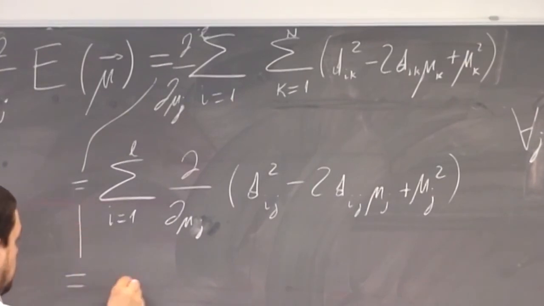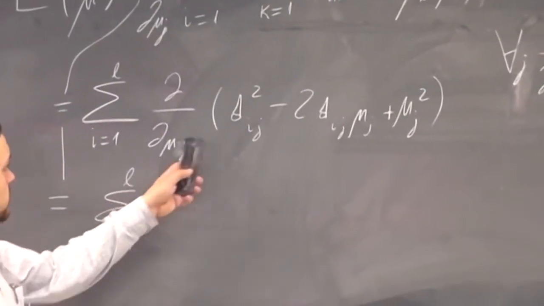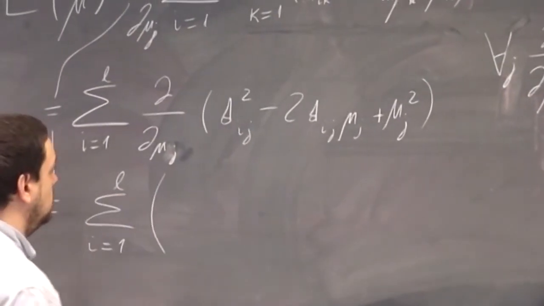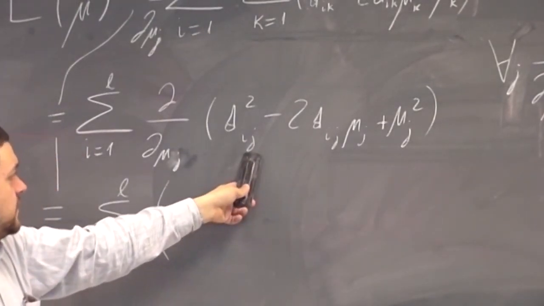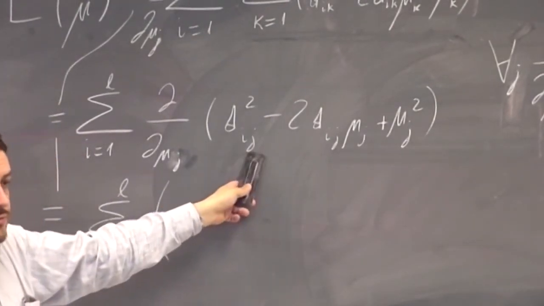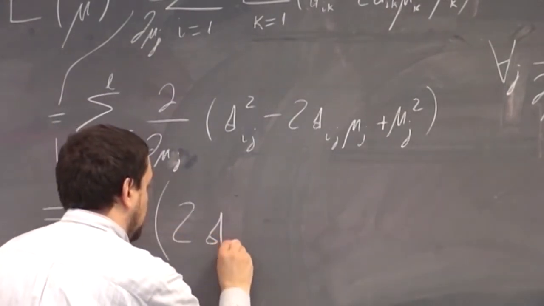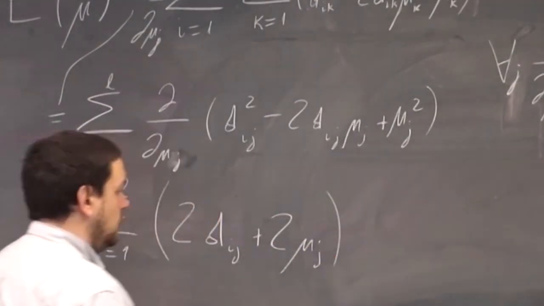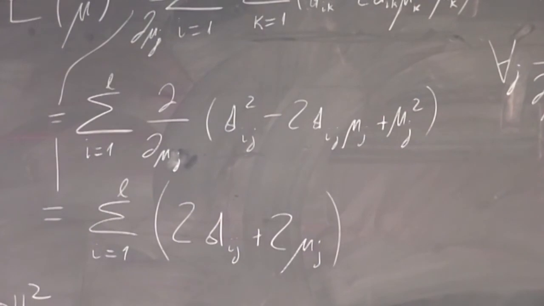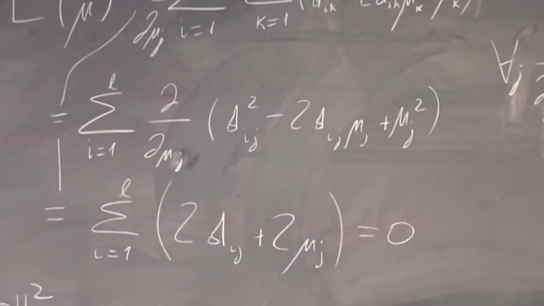And this is the sum for i going from 1 to L of, we can derive simply the three terms. The first term does not contain mu_j, so it's constant with respect to mu_j, and the derivative is 0. Here we have 2 d_ij plus 2 mu_j. This is equal to, and we want to set this to 0.